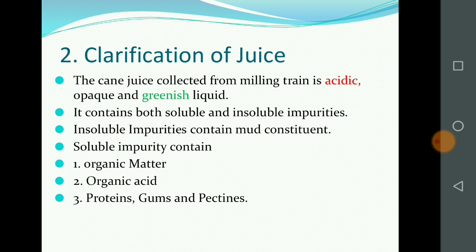Now clarification of juice. The cane juice collected from the milling train is an acidic, opaque and greenish liquid. It contains both soluble and insoluble impurities. Insoluble impurities contain mud constituents. Soluble impurities contain organic matter, organic acids, proteins, gums and pectins. The process of removing the impurities from the cane juice is called clarification or defecation.